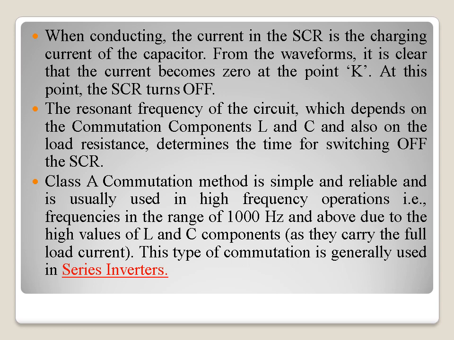The Class A commutation method is simple and reliable and is usually used in high frequency operations, that is, frequencies in the range of 1000 Hz and above, due to the high values of L and C components as they carry the full load currents. This type of commutation is generally used in series inverters. So this is all about Class A commutation.